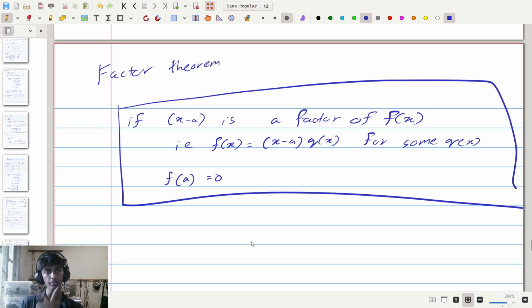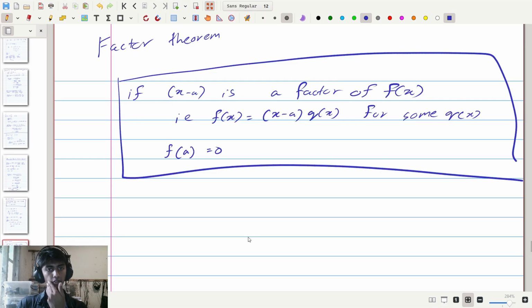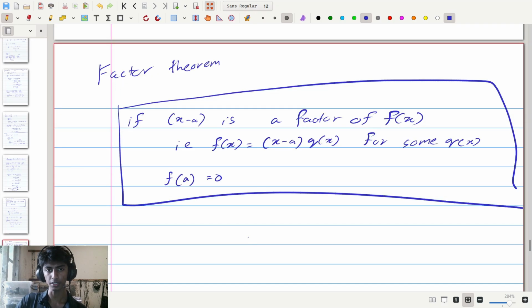And there's also a converse of the factor theorem. The converse of the factor theorem is going in the reverse direction. Here we are starting with x minus a being a factor of f(x) and deriving that f(a) has to be equal to 0.